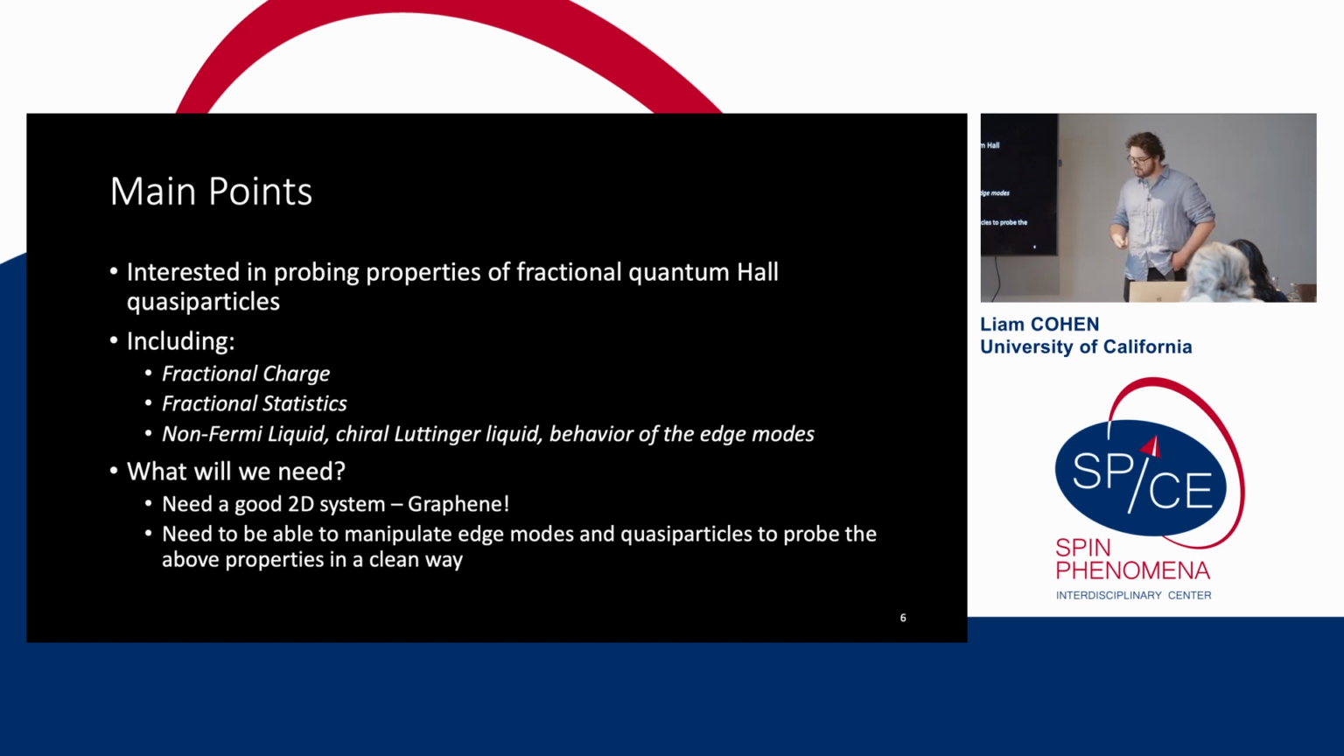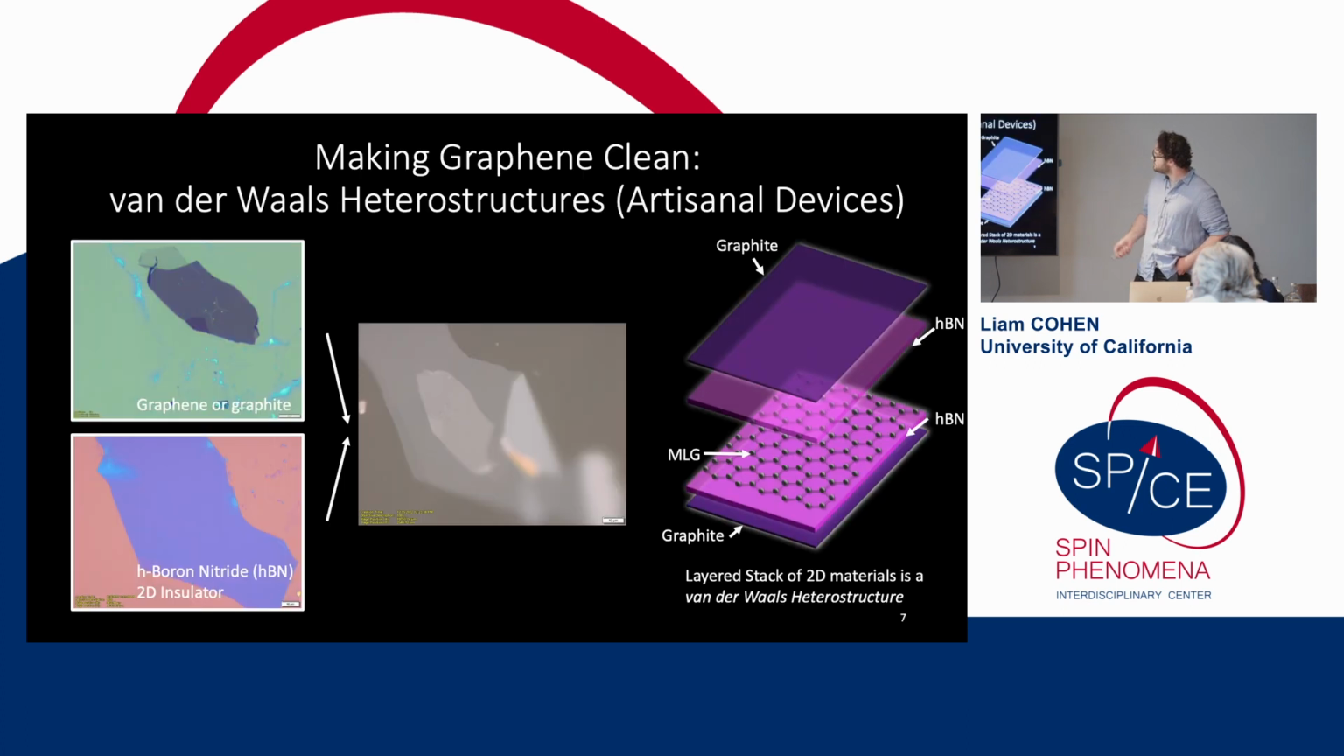And we need a good 2D system, so graphene is our material of choice. Shock and surprise. And we need to be able to manipulate the edge modes and quasi-particles in a way that doesn't introduce uncontrolled disorder on the length scales relevant for mesoscopics and on the energy scales relevant to fractional quantum Hall gaps. Okay, so how do we make these things?